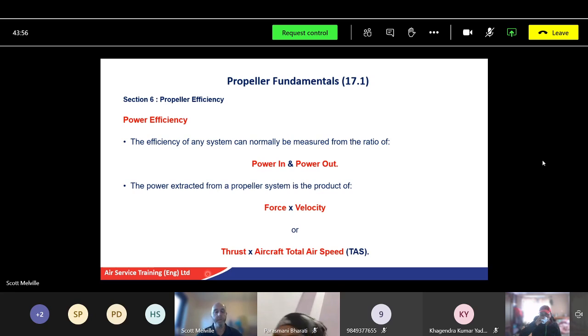In our case, it could simply be thrust, which is the lift provided by the propeller going round, multiplied by the aircraft total airspeed. So this time we're looking at total airspeed. So thrust multiplied by total aircraft speed.